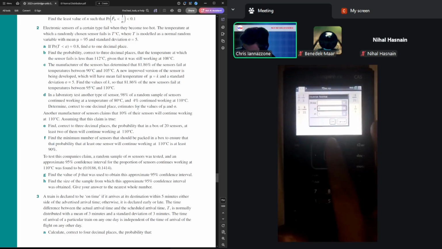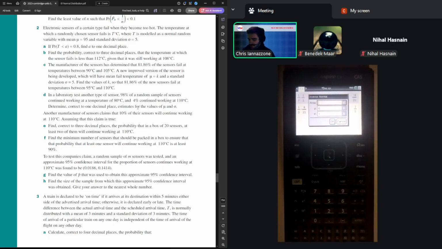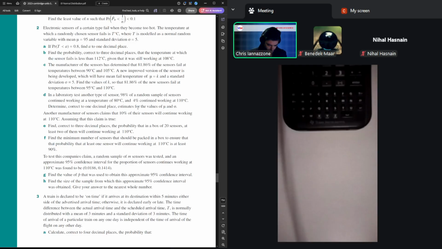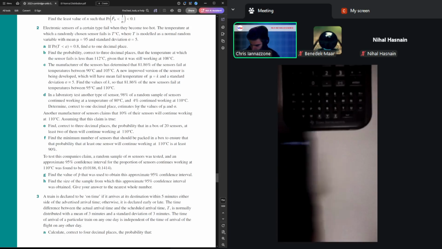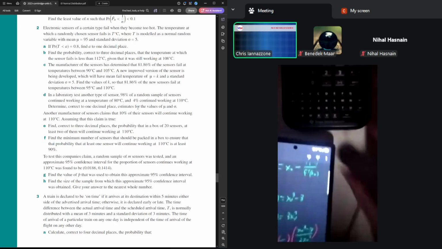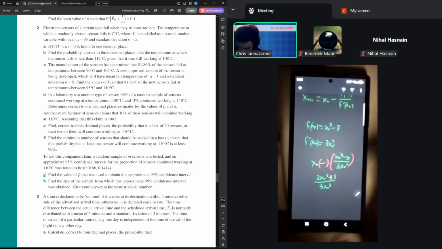Now, the thing about inverse normal, we have to make sure that whatever we put in as the area is pointing left. So if this is probability of T less than a, I'll draw a quick diagram on the other camera, and turn up the brightness so we can actually see it. There we go.